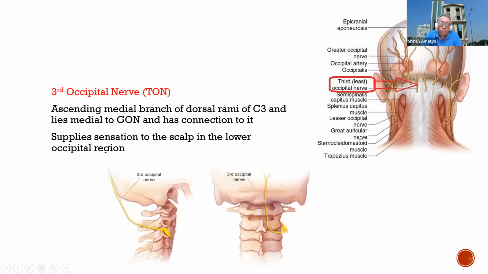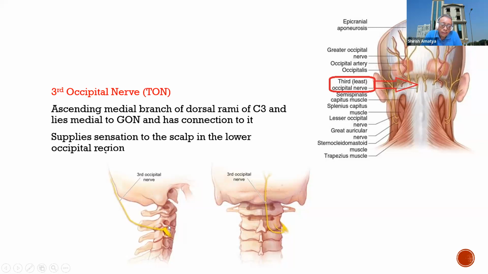Another nerve which is very important is called the third occipital nerve, commonly known as TON also. It is basically an ascending medial branch of the dorsal rami of the C3 spinal nerve. It lies medial to the greater occipital nerve, and it supplies the scalp in the occiput area and the nape of the neck. As shown in the picture, it lies within the plane of obliquus capitis inferior and semispinalis capitis. And as you can see in this lower picture, this is basically a medial branch of the dorsal rami of C3.